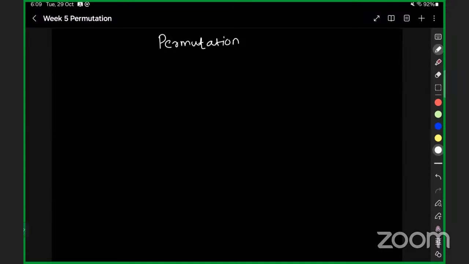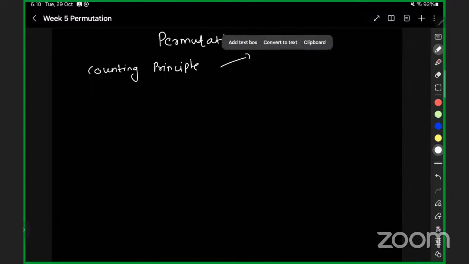So there is a chance now coming into the picture. To study chance, we need probability. To understand probability, first we need to understand permutation and combination, which will help in finding probabilities. So we have the counting principle, which includes the addition rule and then the multiplication rule.